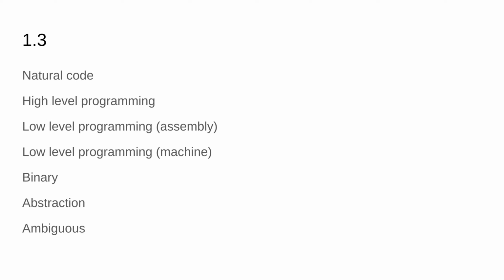Next, we have 1.3, which is all about languages. The natural language is easy for humans but difficult for computers. It is ambiguous, meaning having a double meaning. High level programming is like Scratch. It's easy for humans and computers. It is not ambiguous. Low level programming has two types and they're both not ambiguous.